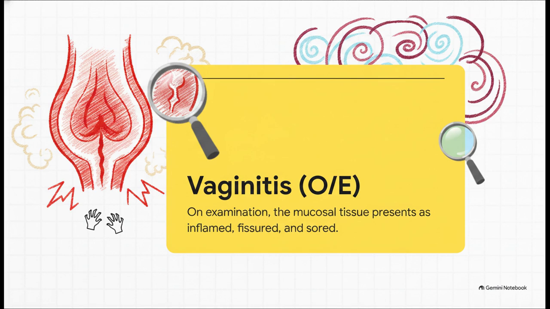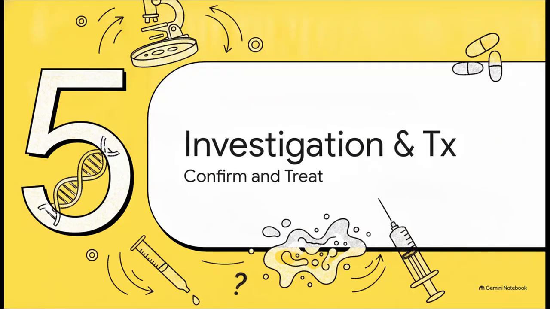The mucosal tissue isn't just going to look normal under all that discharge. It presents as visibly inflamed, reddened, fissured with tiny cracks, and sored. It is intensely uncomfortable for the patient, which totally explains the localized pain and severe itching they'll be reporting to you. And finally, Section 5, Investigation and Treatment Plan.